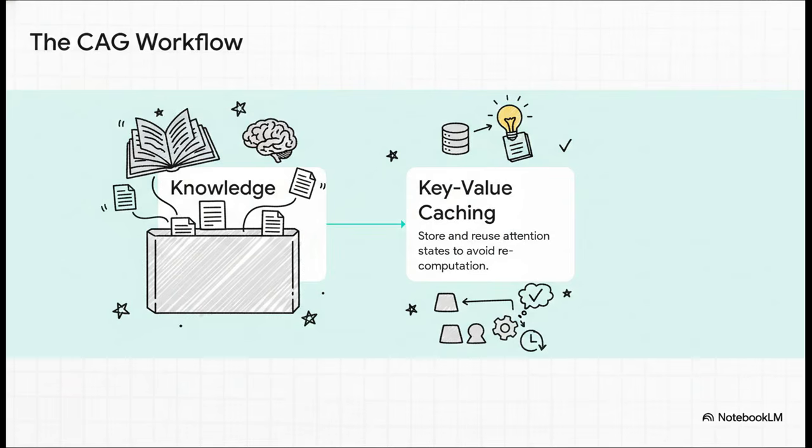Now, this is where it gets really clever, especially for boosting performance. First, you preload your key info, but second, it uses something called key value caching. The best way to think about this is like doing a math problem. You jot down your intermediate calculations on some scrap paper, right? Well, KV caching is the AI doing the same thing. If the next question is similar, it doesn't have to start from scratch. It just reuses the notes on its scrap paper. It's incredibly fast because it remembers how it thought about the problem before.